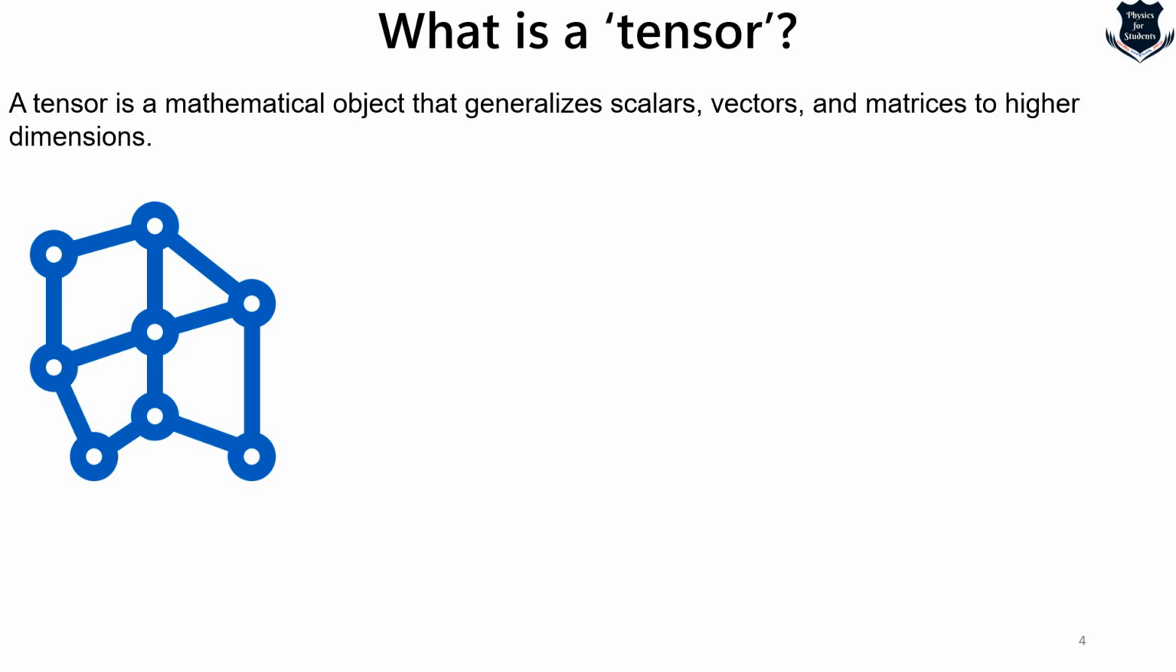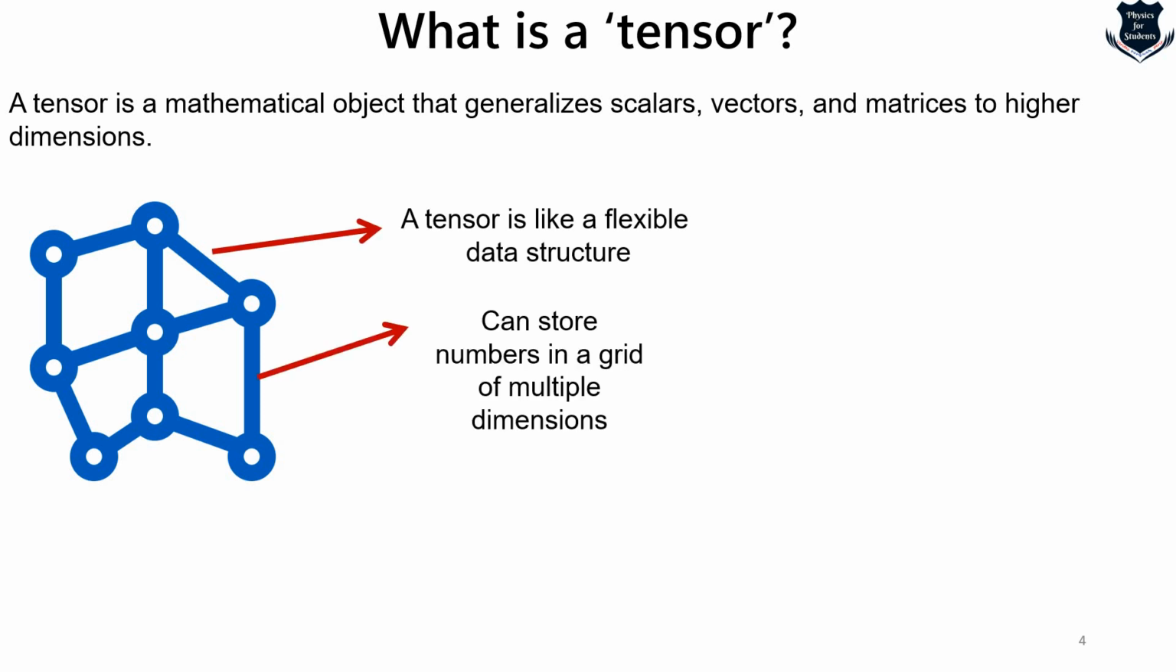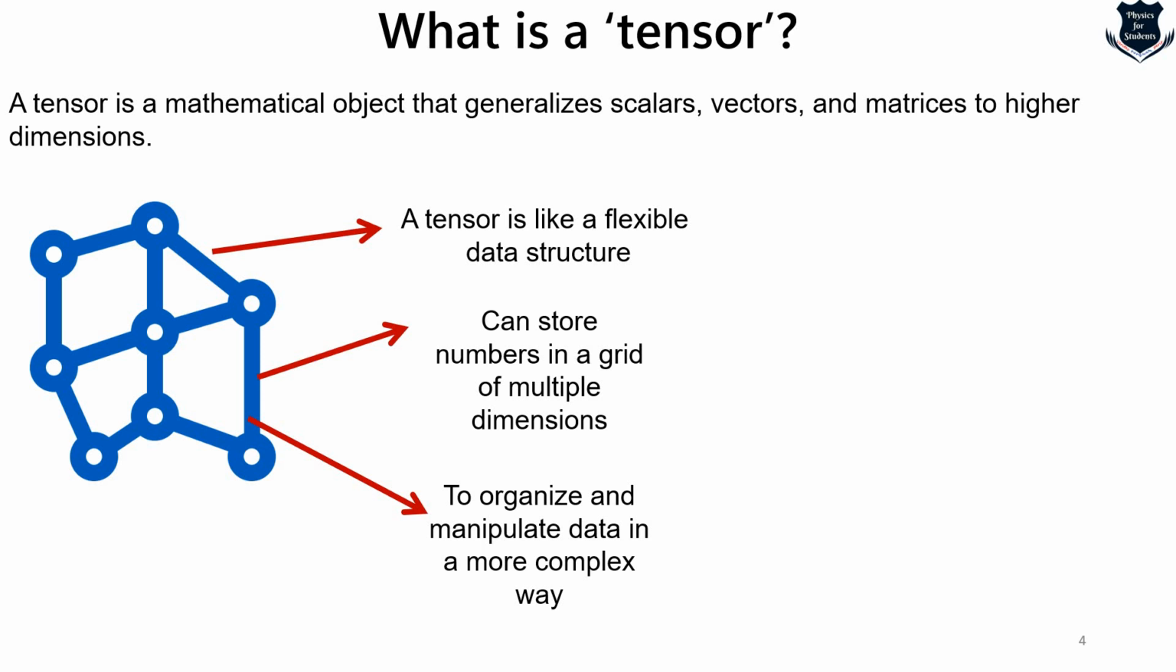Let us consider this kind of network. We can call it either data or a network of data. So we say that a tensor is a kind of flexible data structure. It can store numbers in a grid of multiple dimensions. Now hold on, when I say it can store data in multiple grids in multiple dimensions, I mean something really serious and deep, which I'm going to explore in the next part of the video. It organizes and manipulates data in a very complex way. So it actually is a flexible data structure. It stores in multiple grids of multiple dimensions, and it organizes in a very complex way.